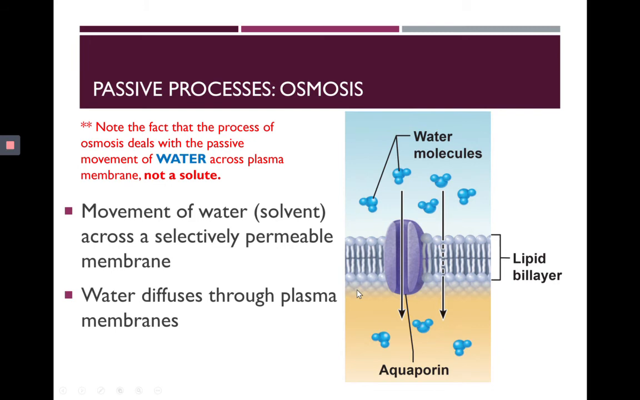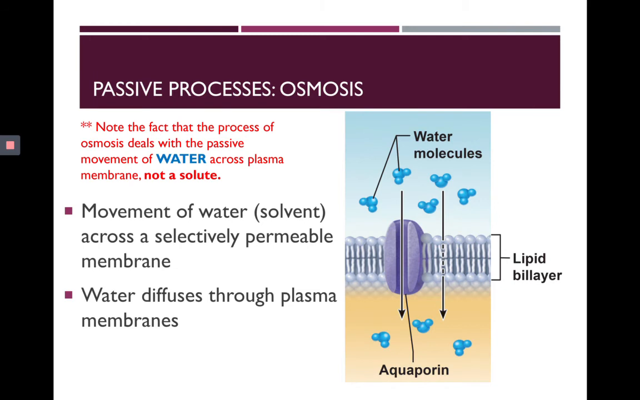So here's an example of an aquaporin. We have the lipid bilayer. It's an integral protein embedded in that lipid bilayer, and we see an area of high concentration of water molecules and a low concentration of water molecules. It's important to note that with simple diffusion and facilitated diffusion, we were moving solute. We're moving solute from high to low concentration with no energy expended. Whereas with osmosis, we're moving water from an area of high water concentration to an area of low water concentration without using any energy.